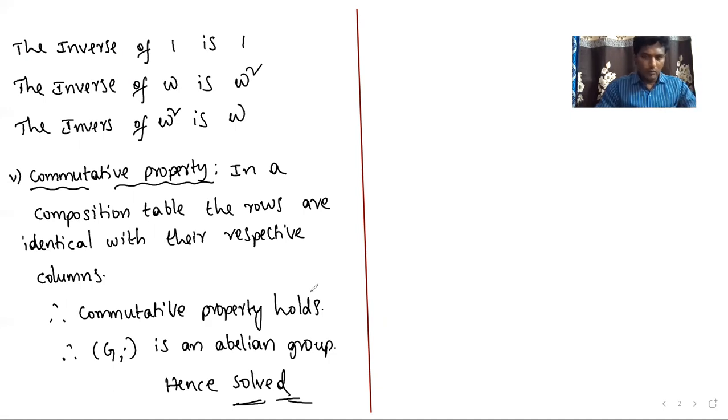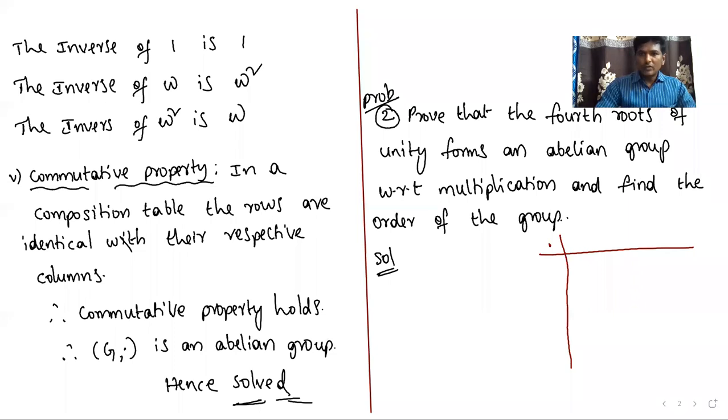So this is the problem. And one more problem. Problem number 2. Prove that the fourth roots of unity form an abelian group with respect to multiplication, and find the order of the group. Fourth roots of unity means 1, minus 1, i, minus i. These are the fourth roots of unity.